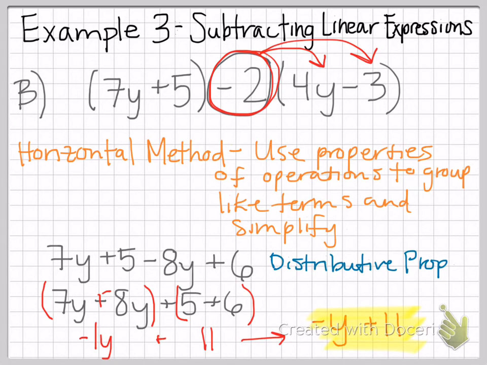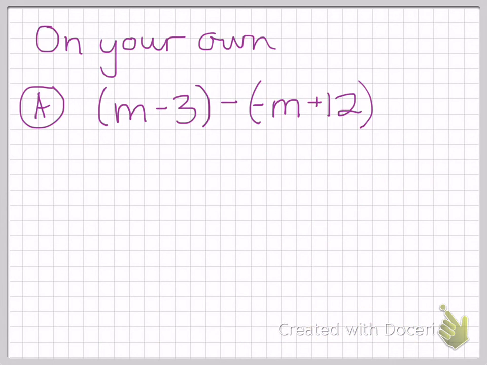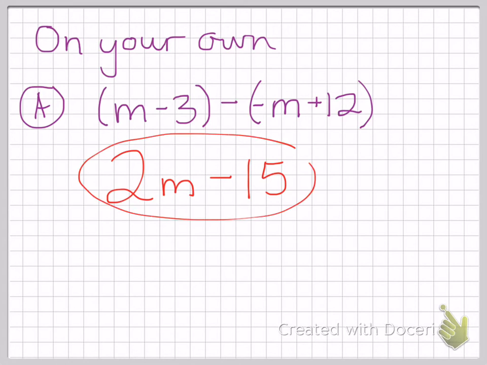Let's go ahead and see if you can do some on your own. Okay, go ahead and do A. We have m minus 3 minus negative m plus 12. Please write it correctly, because if you don't copy this down correctly, then you're automatically going to get the wrong answer. Okay, go ahead and try it. Way to go, I like all the hard work. Now, the final answer. Please hold up your whiteboards and compare your answers. Your answer should be 2m minus 15. Did you get it?